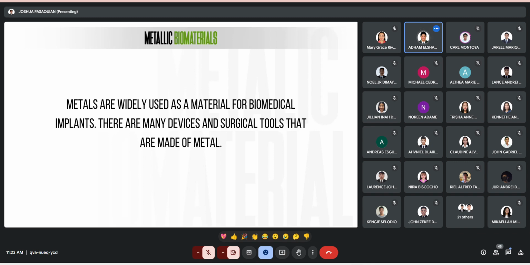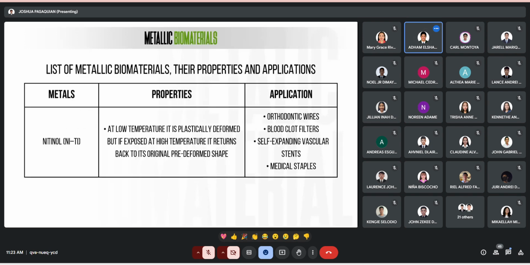And Nitinol. At low temperature, it is plastically deformed, but if exposed to high temperature, it returns back to its original pre-deformed shape. Applications of it are orthodontic wires, blood clot filters, self-expanding vascular stents, and medical staples. Next slide.